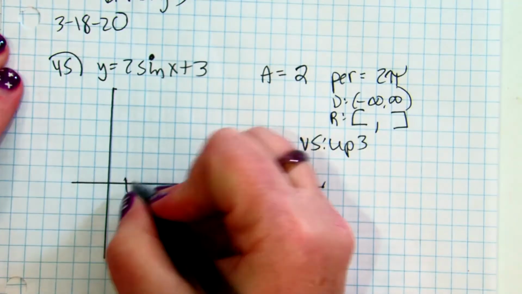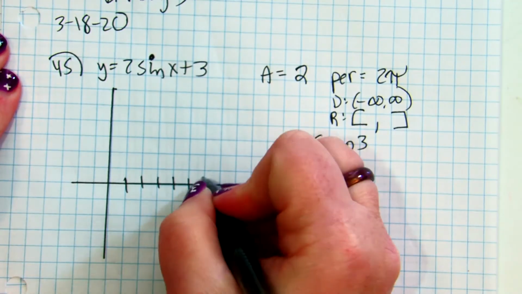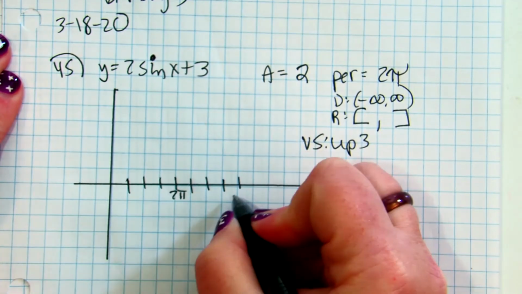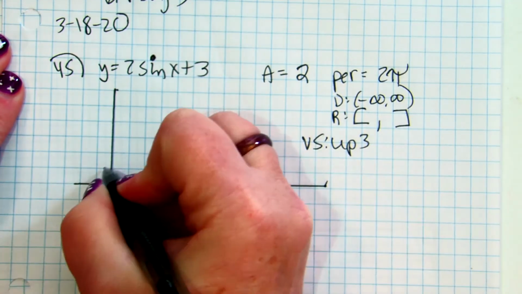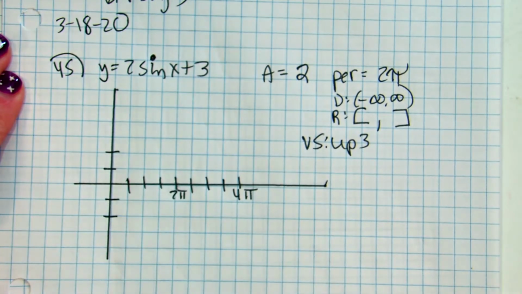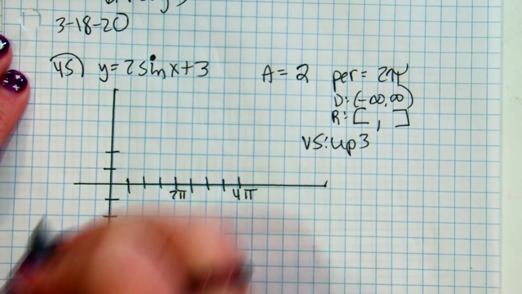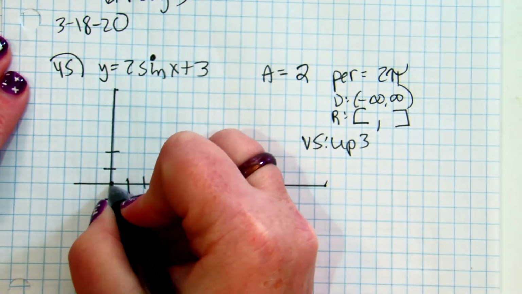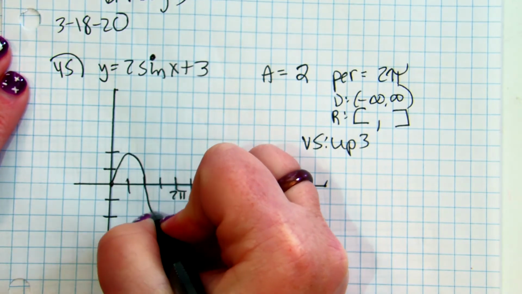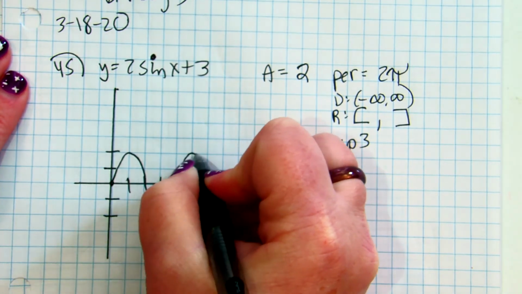So we do 2 periods of it, or 2 cycles. So we go to the 8th mark. This is 2 pi. This is 4 pi. We're going to go up to 2 and down to -2. Where does sine start? Does sine start up, or does it start at the origin? Because cosine and sine, one starts at the origin and one starts up. Sine starts at the origin, goes up to 2, down to 0, down to -2, back up.